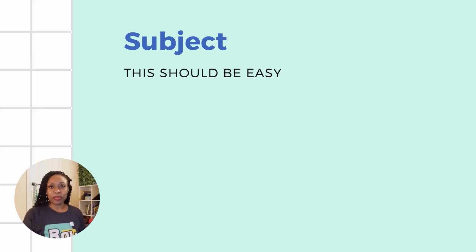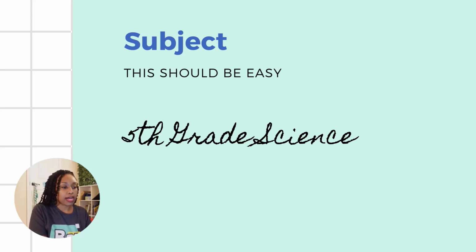The first thing you're going to do is pick a subject. This should be the easiest thing you have to do. You know what grade you teach. You know what subject you teach. I'm going to pick a fifth grade science lesson.